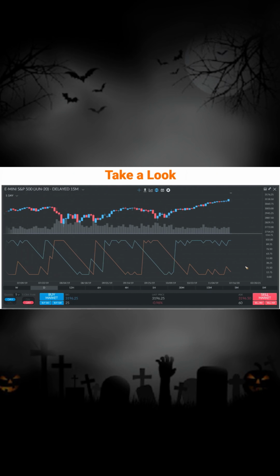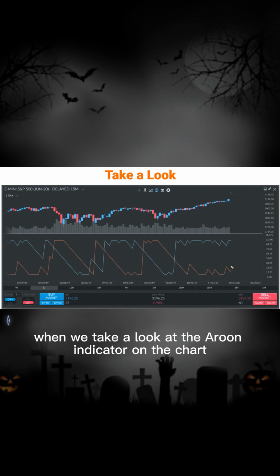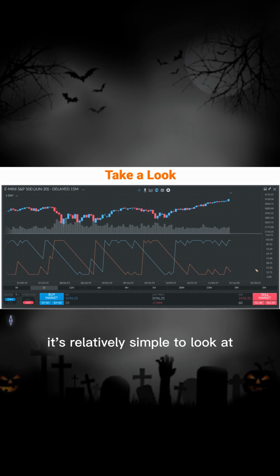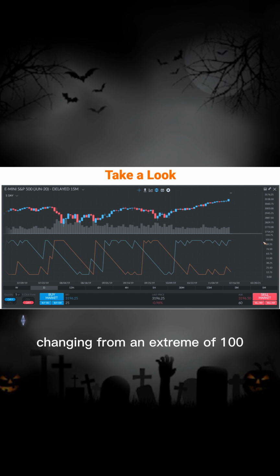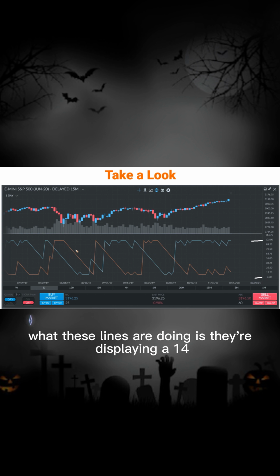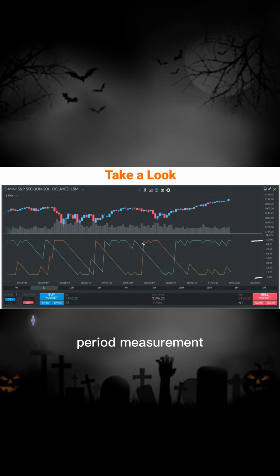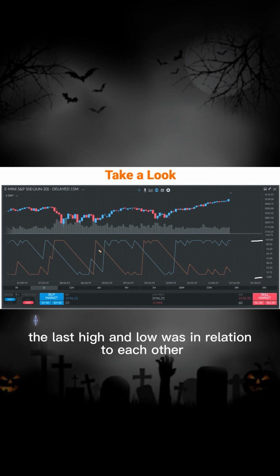Significance. When we take a look at the Aroon indicator on the chart, it's relatively simple to look at, so it makes it a lot easier to analyze than some of the other more busy indicators out there. It's just two lines that seem to cross back and forth over each other, changing from an extreme of 100 to 0 on the bottom of a graph. Now, what these lines are doing is they're displaying a 14-period measurement, giving us an idea of when the last high and low was in relation to each other.